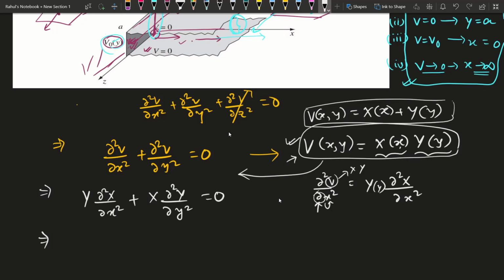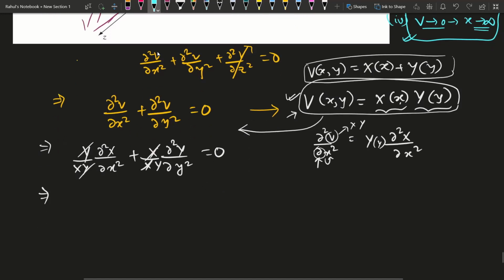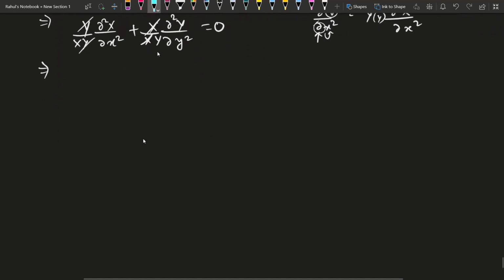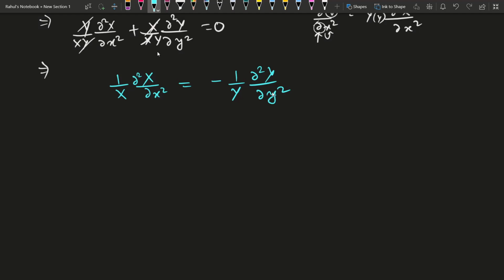Now if we divide both sides, LHS and RHS, with XY, then what happens? This X will be cancelled out, and these Y's will be cancelled out, and we are left with 1 by X del 2 capital X over del x square equal to minus 1 by Y del 2 capital Y over del y square.